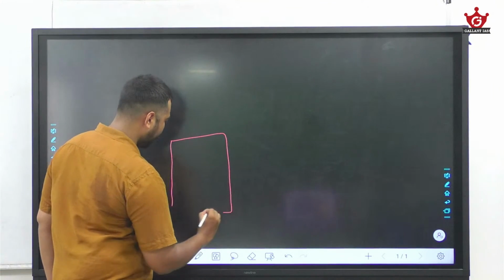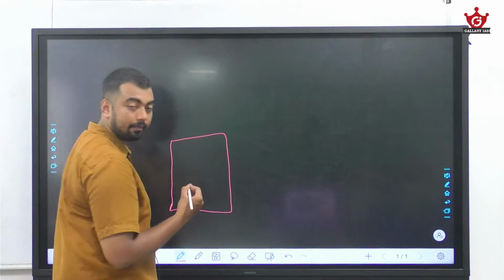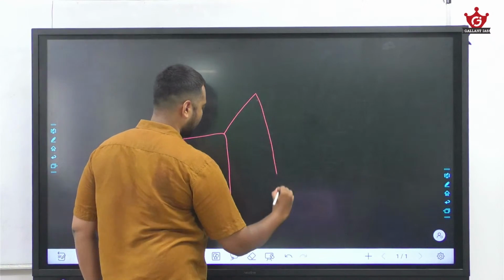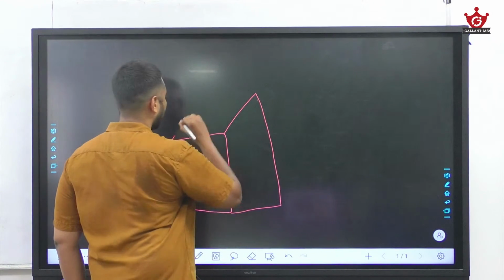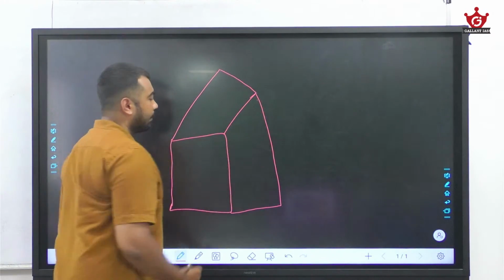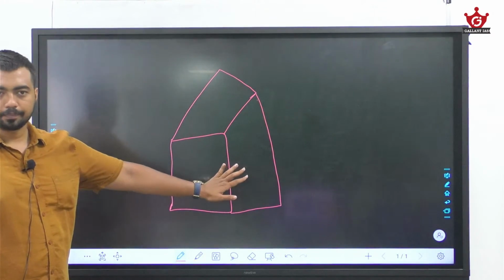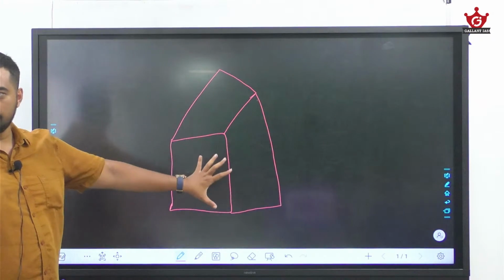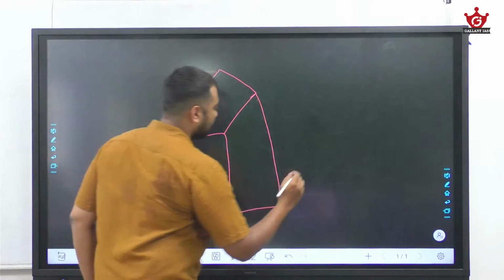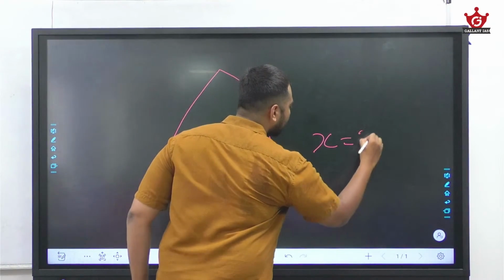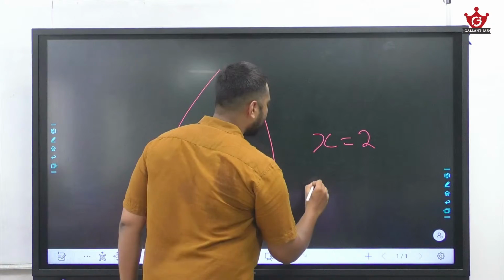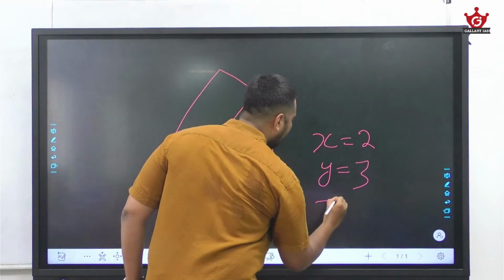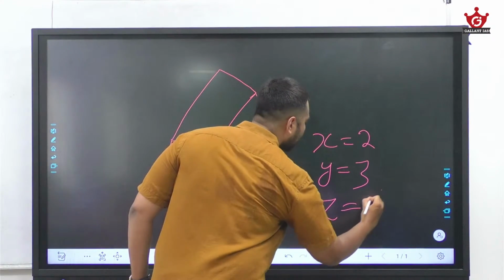So I am going to draw a solid cube here. It won't be as good as it needs to be, but please bear with me. Okay. Imagine this is a solid cube. Abhijit, imagine this is a solid cube. Now we have x is equal to 2, y is equal to 3 and z is equal to 4.